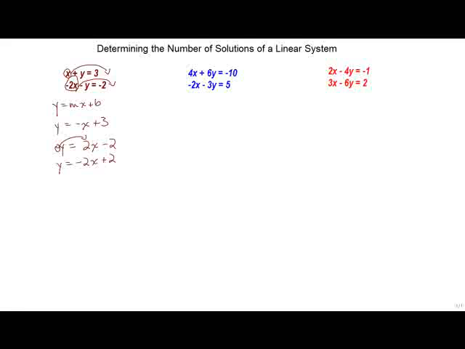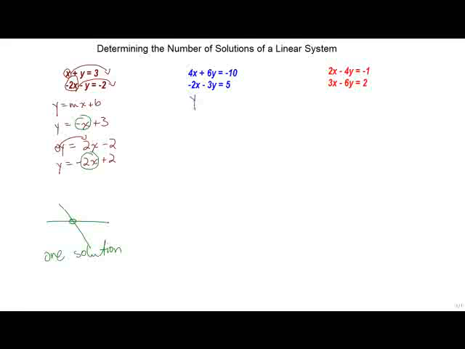If we look at the two slopes of these lines, you're going to see that they are different. When we have two lines with different slopes, that means they are going to cross each other just once on a graph. And we have previously learned that when two lines intersect at exactly one spot, the linear system has only one solution. So this linear system has one solution only.